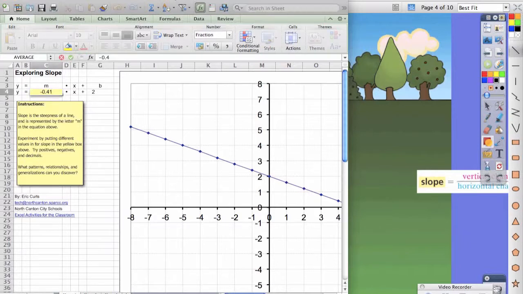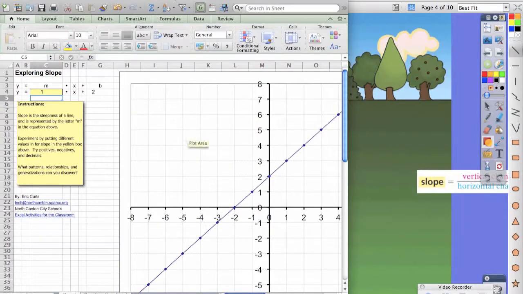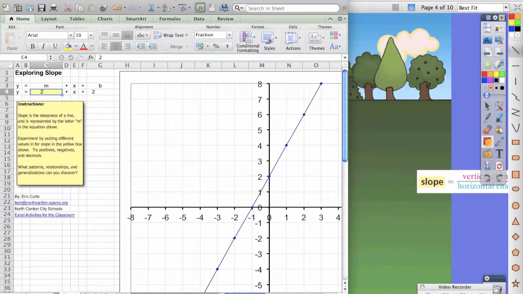So if we put 1, for example, you'll notice that this line goes up at a rate of 1. If we change it to 2, it goes up by 2, but it's a little bit more steep than the other one. If we change it to 3, and if we change it to 5, you'll notice as the number gets bigger, the slope or the incline of our line gets bigger, or it gets higher at a faster rate.